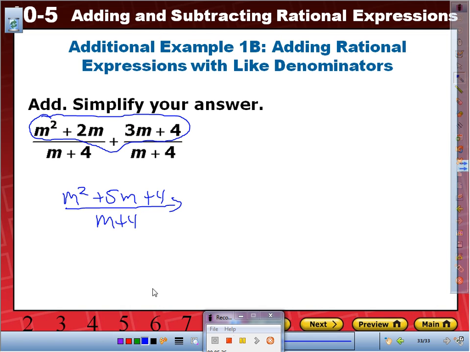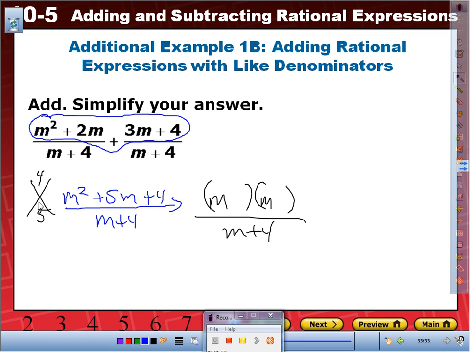Do we know how to simplify these kinds? Yes, so now we need to factor completely. This is open parentheses, m and m. Denominator stays the same. Let's see. This is 4 and this is 5. What are my factors? 1 and 4. So this is m plus 1, m plus 4. Do you see the GCF? Which is this one. So we're left with m plus 1. So far, so good? Okay, let's do another one.